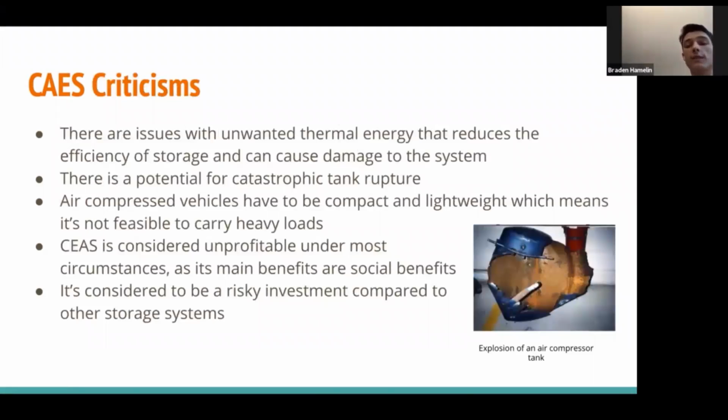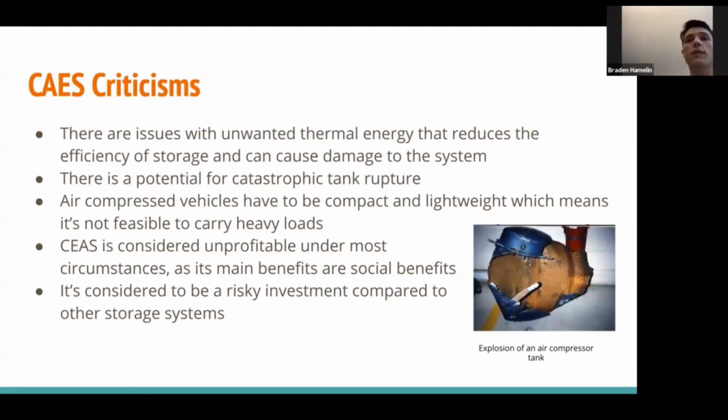Now we get to look at the criticisms and the limitations of compressed air energy storage. We talked about how compressed air energy storage and compressed air technology in general works on the basis of using heat to compress the air. With all this heat from the compression, you get unwanted thermal energy that reduces the efficiency of the storage and can cause damage to the entire system.